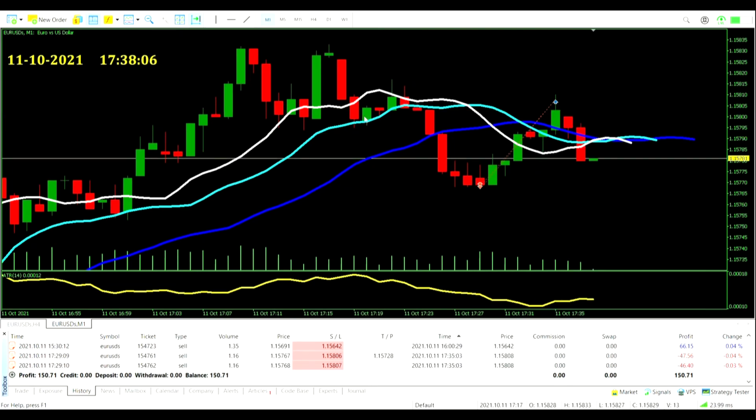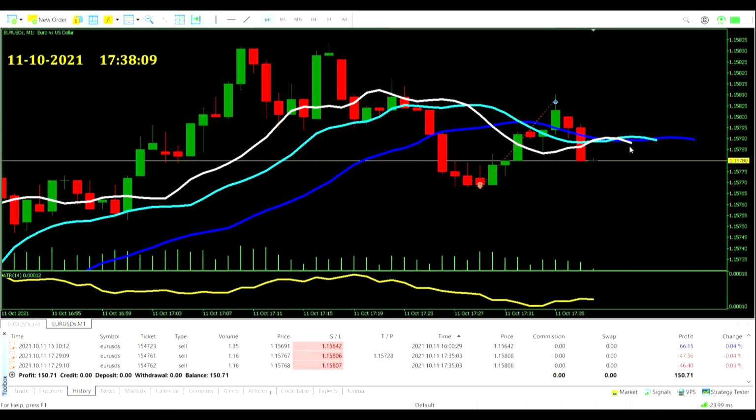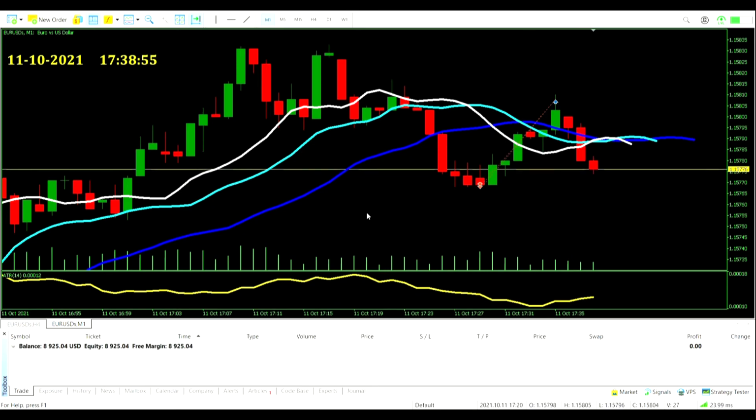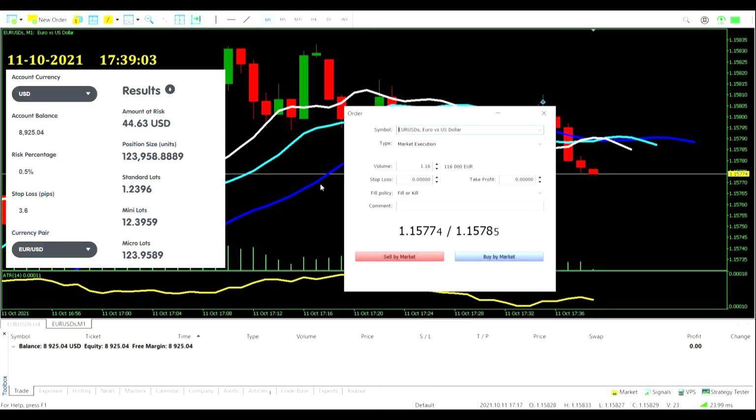This is what I mean, only 2 minutes on and we're getting the signal again. You can see the white and the aqua passing over the dark blue. 45 seconds, we're in with a sell trade again. Here we go again, this one's even tighter on the ATR, 1.2 pips. It's not going to go well, but here we go. You can see our risk calculated on screen now.